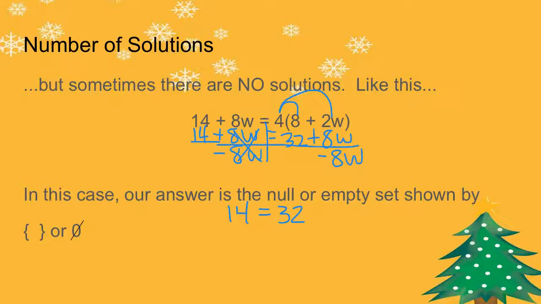And so don't have your answer be 0. 0 can't be your answer. Your answer is the null set, or a 0 with a slash through it, or you could say there's none. Sometimes things just don't work out.